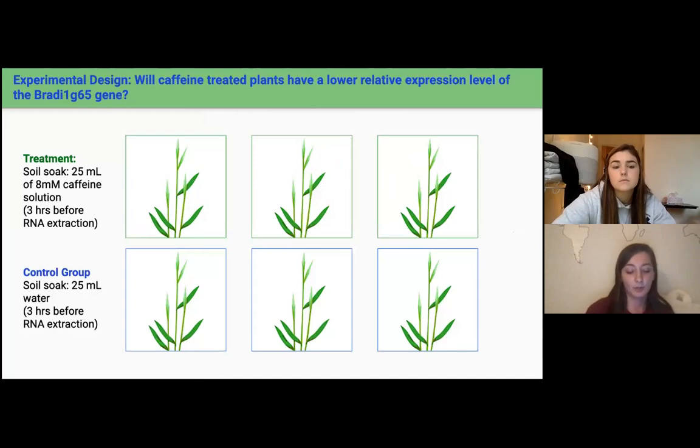Based on that hypothesis, we thought to use a growth inhibitor like caffeine as our experimental treatment, seeing as our gene seems to be most actively expressed during high periods of maturation, division, and elongation. We thought it would help us refine our gene's function by seeing if a growth inhibitor would reduce the expression of our gene. So to measure expression, we will quantify the data from the sample of each plant's genetic material 3 hours after treatment. So we did 3 plants with just a soil soak of water, and then our treatment was a soil soak with a 25 milliliter solution of 8 millimolar caffeine solution.